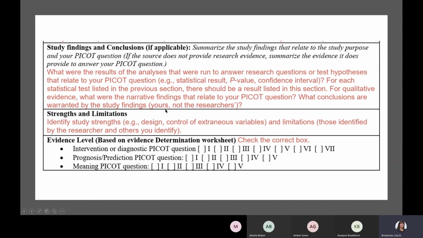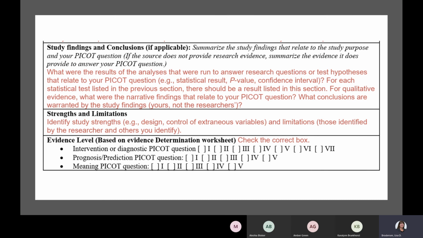Okay, and then the last section of the form, you're going to include the study findings or conclusions, if applicable, or if it's not research, whatever evidence that source provides that somehow relates to your PICO question. I'll just tell you right now, you'll have a lot easier time in this course using the tools that are provided if you are working with a report of a research or a systematic review. All the forms are just simply geared that way. And also if you're working with a quantitative research report, not a qualitative one.